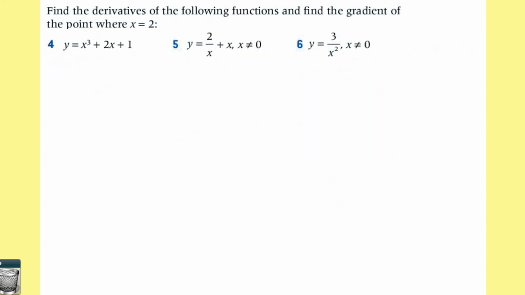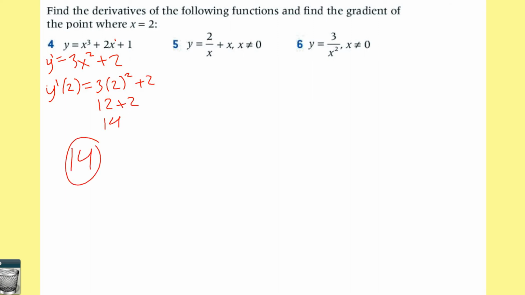Alright, let's do some more. Again, we want to find the derivatives and the point when x is 2. So number 4, we take the derivative. Here we're going to get 3x squared plus 2. And the last one is a constant, so the derivative is nothing. So our derivative is just this. Our derivative when x is 2 is going to be 3 times 2 squared plus 2. So what is that? 4, 12 plus 2, so 14.